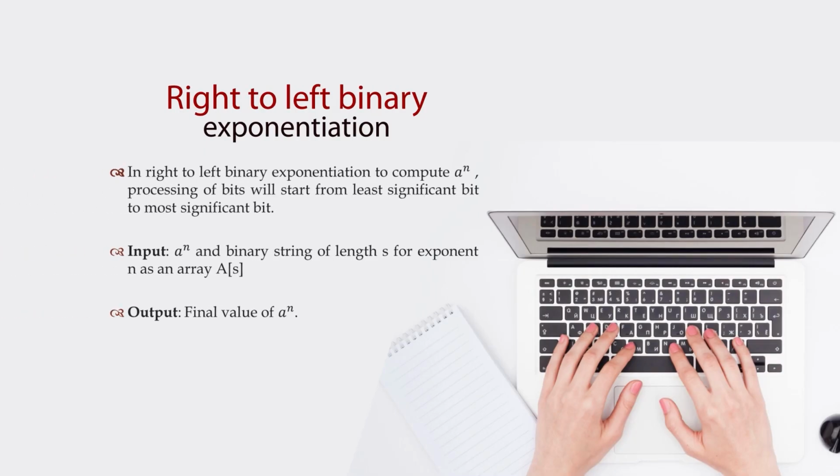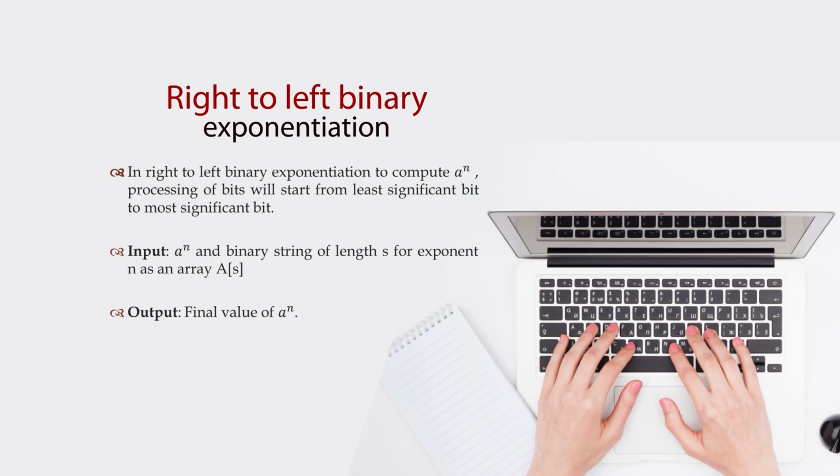So, the next approach is right to left binary exponentiation. We already studied left to right binary exponentiation; here it is right to left binary exponentiation. In right to left binary exponentiation, to compute a to the power n, processing of bits will start from the least significant bit to the most significant bit.